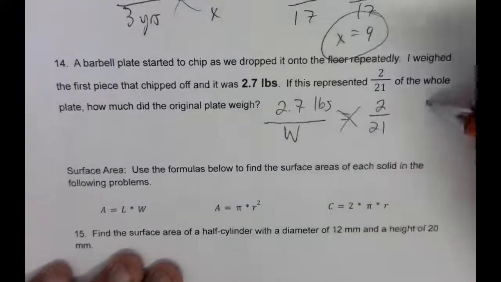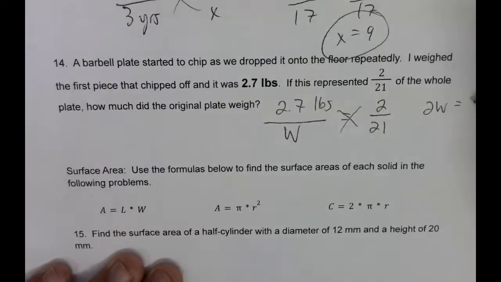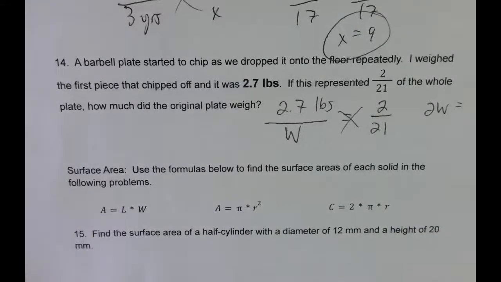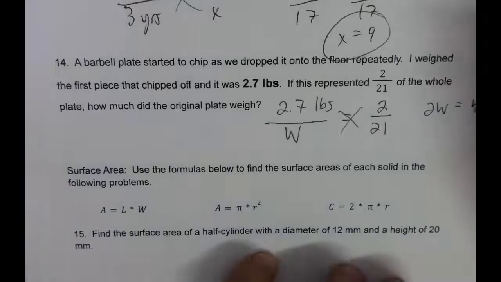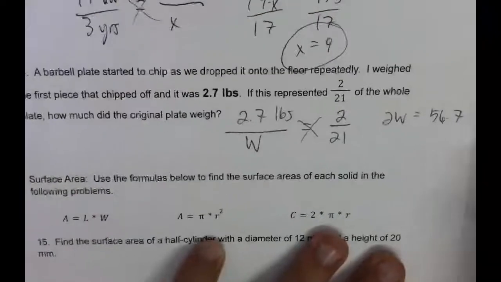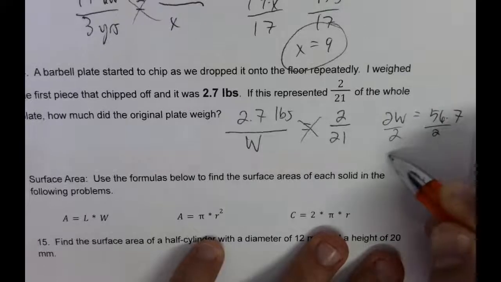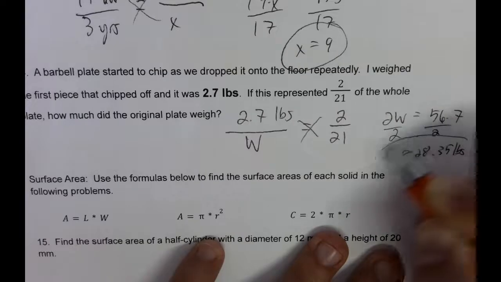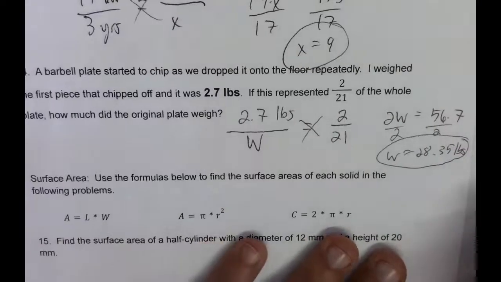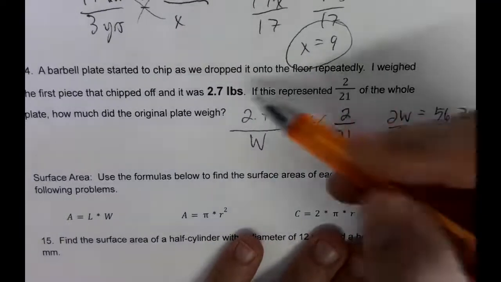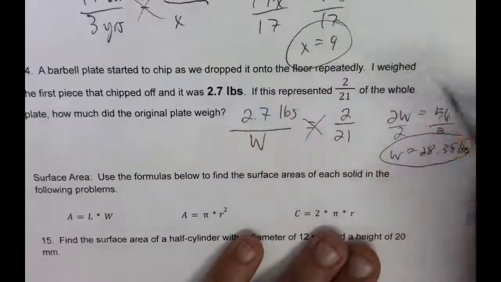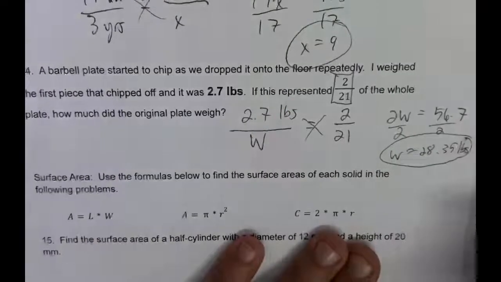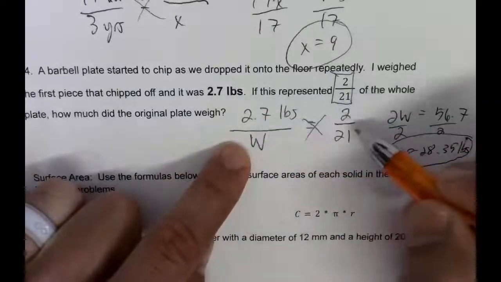And I'm going to do the same thing. I'm going to cross multiply. 2W equals, let's see, what would that be? 2.7 times 21. We're going to get 56.7. And so we'll divide by 2. And we'll get W equals 28.35 pounds. So the entire thing must have been 28.35 pounds. Again, all I did was use 2.7 out of the whole set equal to the ratio that was given. Once you set one ratio equal to another ratio, we call that a proportion, and you can cross multiply.